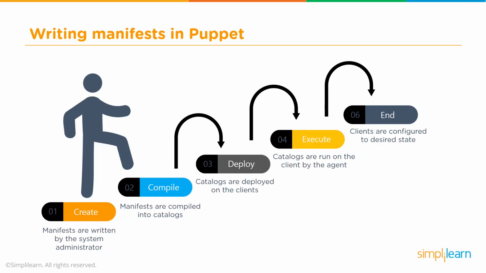And if we step through the 5 key steps for writing a manifest, they are: 1. Create your manifest, and that is written by the system administrator. 2. Compile your manifest, and it's compiled into a catalog. 3. Deploy. The catalog is then deployed onto the clients. 4. Execute. The catalogs are run on the client by the agent. And then 5. End. Clients are configured to a specific and desired state.